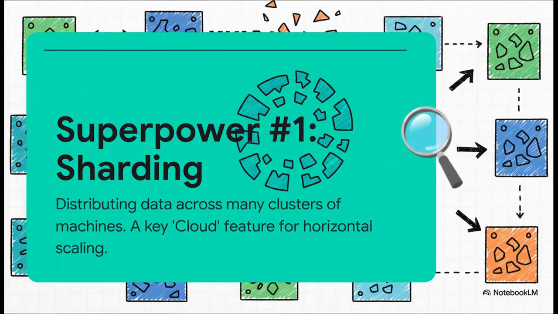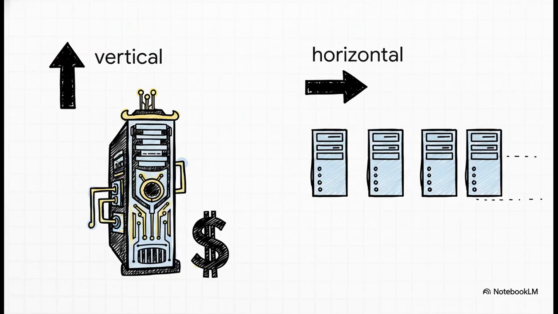Okay, let's talk about its first big superpower. This one is all about how it handles just massive, massive growth. It's a feature called sharding. And all that really means is it has the ability to chop up your data into pieces and spread it out across a whole bunch of different servers.